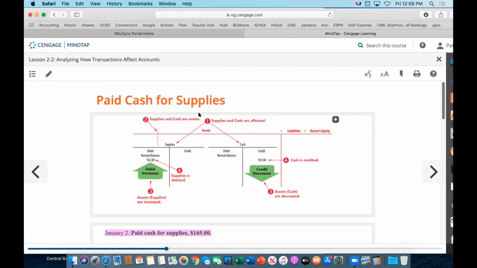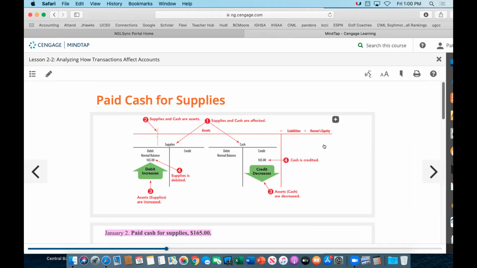That's all it means. It just keeps that accounting equation equal. So for transaction 2, it says pay cash for supplies. What did we gain? What did we increase? We increased supplies. We credit cash because we paid cash, right? One asset goes up, one asset goes down.